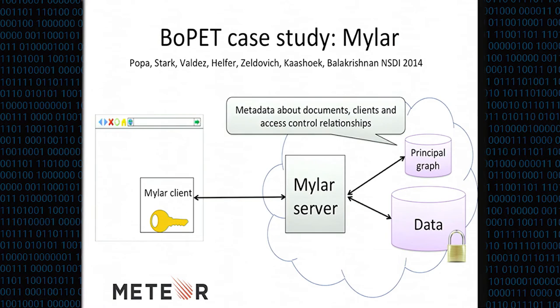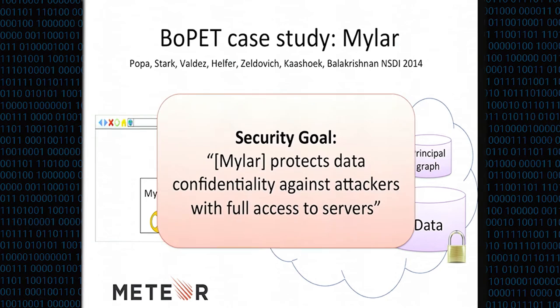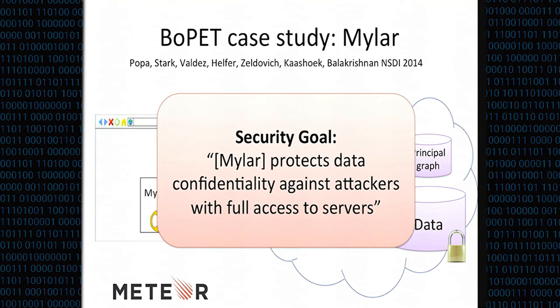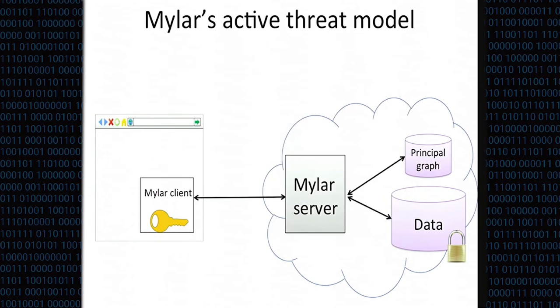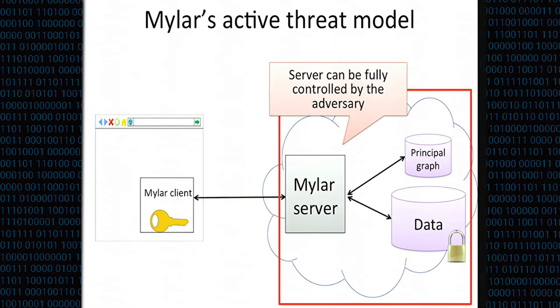And to do this, it uses a little bit of metadata about the access control relationships between clients and documents. And this can abstractly be represented as a graph that they call the principal graph in the paper. So the security goal of Mylar is essentially to protect the confidentiality of the user's data, even against an attacker that has full access to servers. So the threat model in which they want to achieve the security goal is essentially an active threat model.